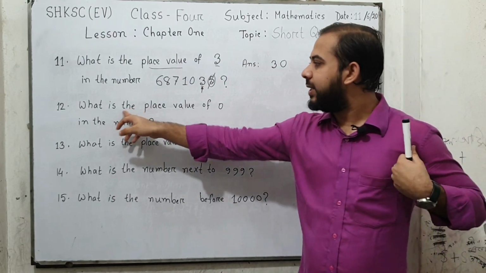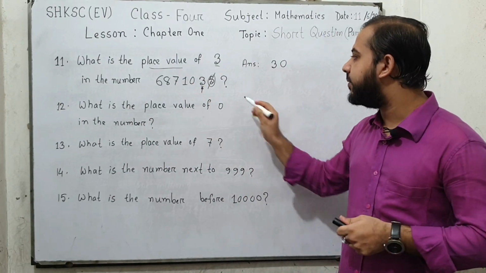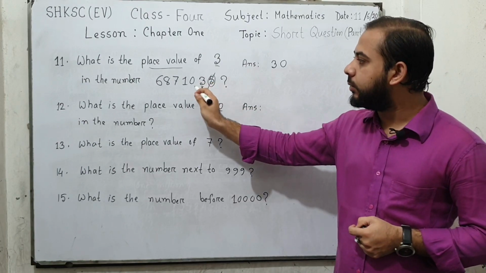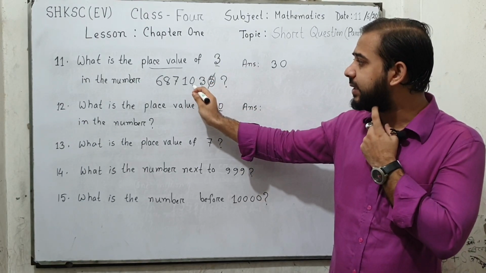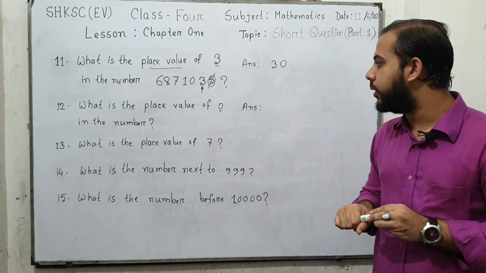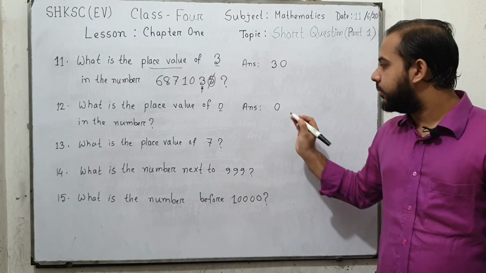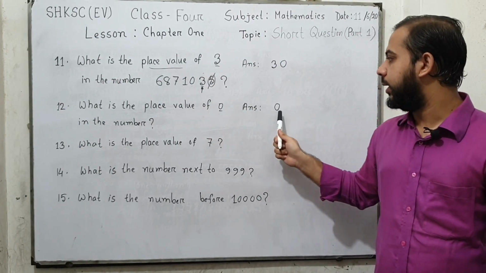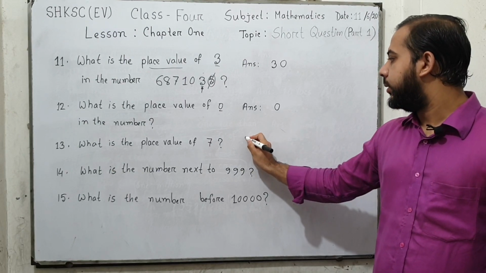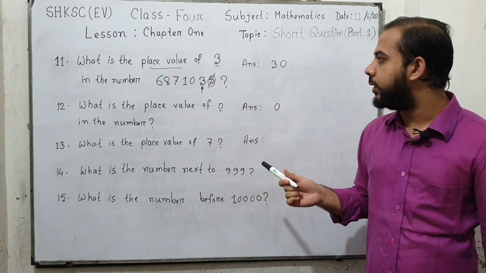Like this, what is the place value of 0 in the number? You see that the 0 is here, and after 0 there will be 2 more zeros, so the answer might seem to be 3 zeros. But as you know, 0 means 0, so the place value of 0 in this number is only 0, nothing else.